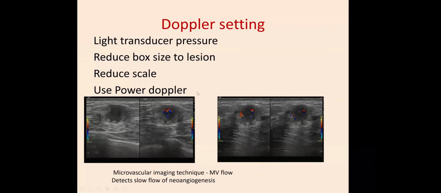Now, one new advance in Doppler setting is the microvascular imaging technique, MV flow. It's not present in most machines. It's high-end software and it's costly. It has the capability of detecting even the slow flow that can't be detected by power Doppler, and it gives a very nice image of the new angiogenesis of your tumor. So if you have this feature in your machine, start using it for your breast ultrasound.